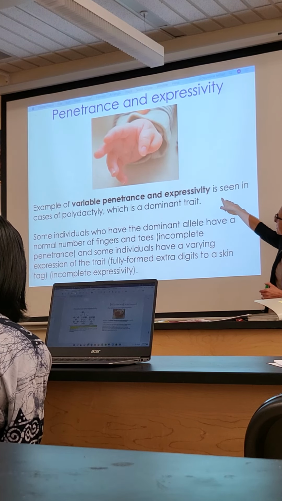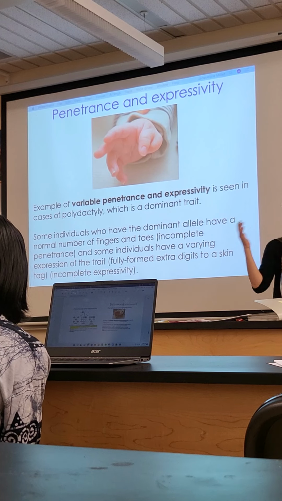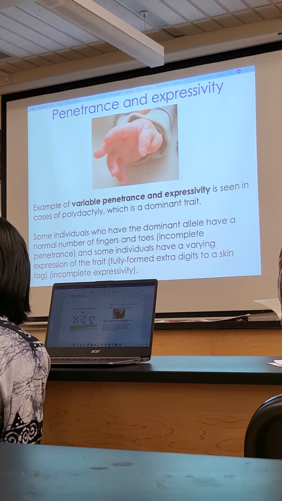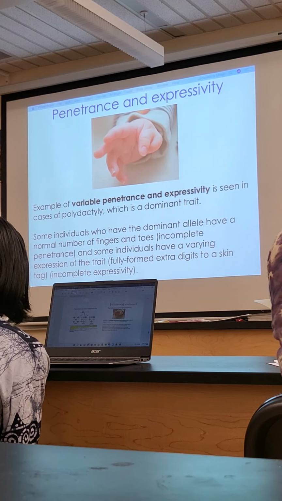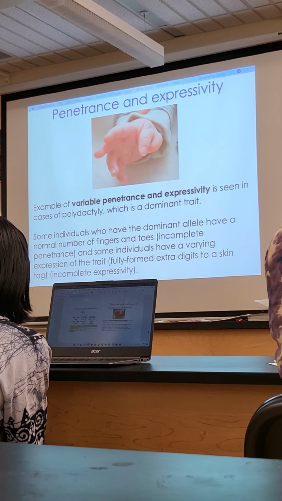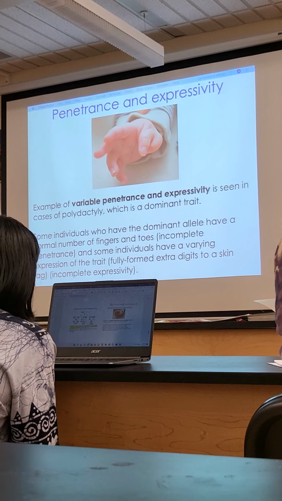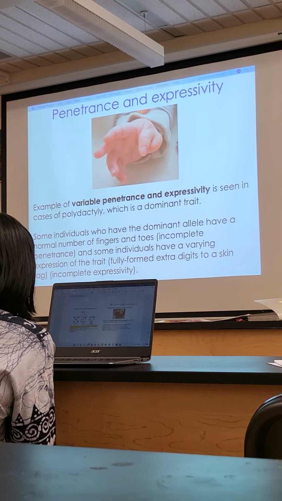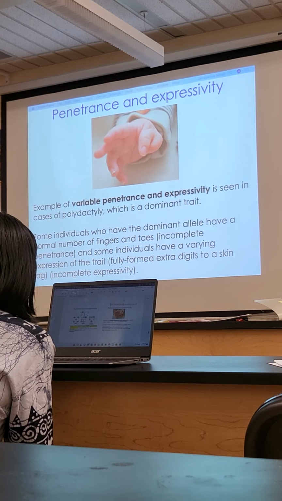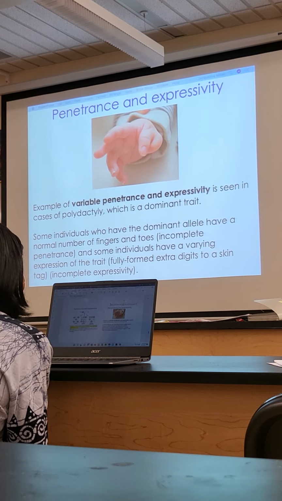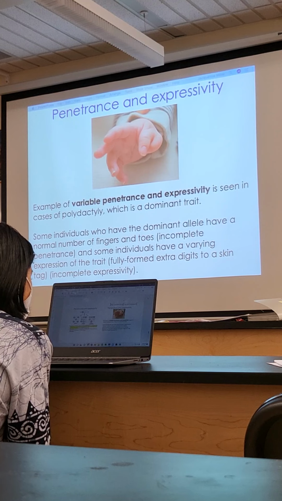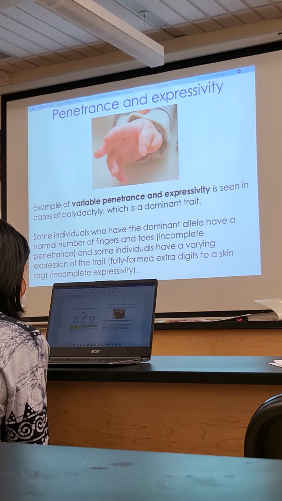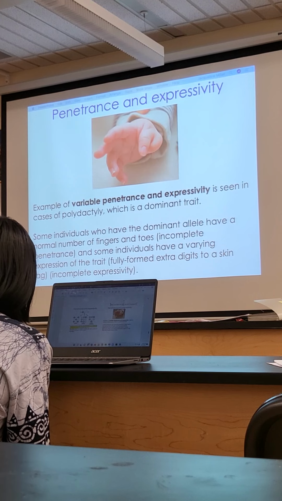Expressivity means that, as I mentioned, you can have a range. It could be a very severe phenotype with a fully formed extra digit, or it could be a skin tag, which is very minor. Can anybody think, on a molecular level, how you explain why there might be this kind of range of expression of traits? You have the gene that encodes that trait, but why might it show up in some individuals and not in others?